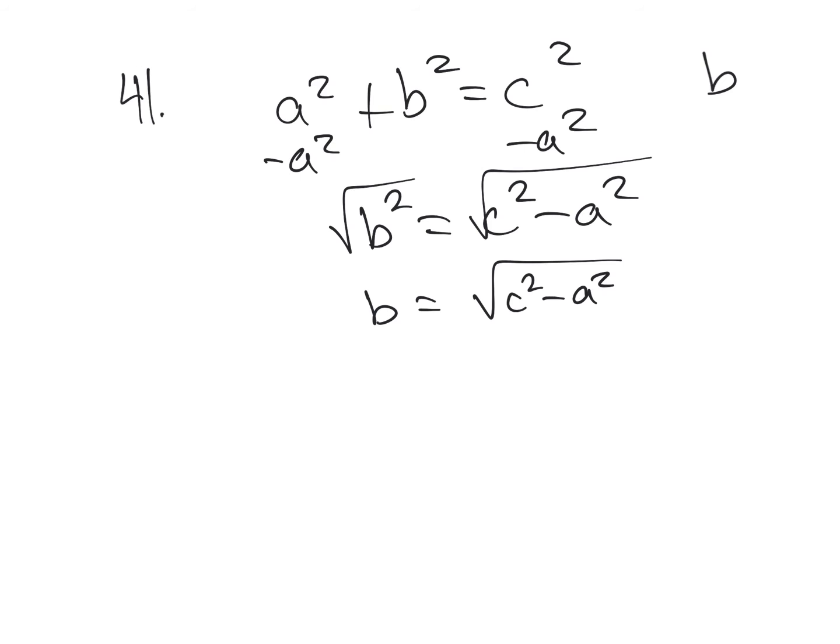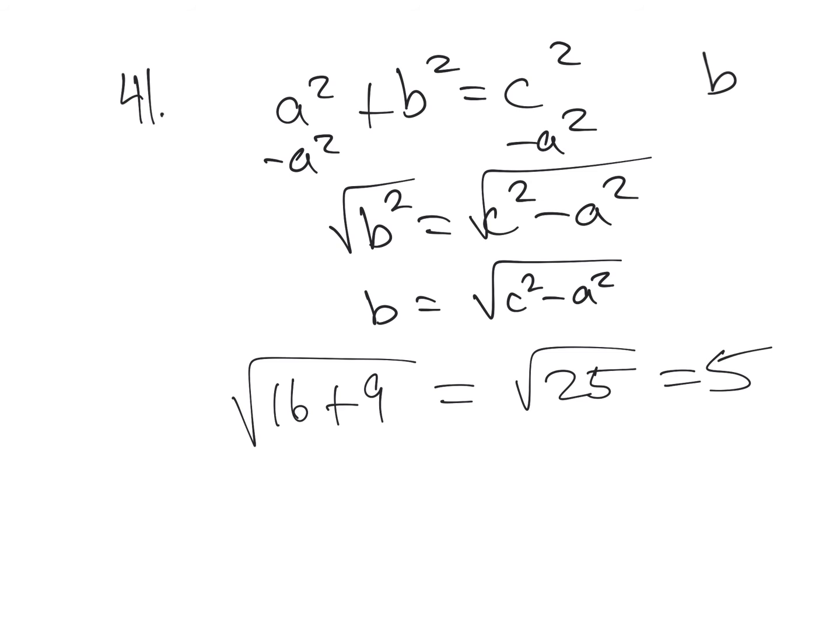So why doesn't the c and a just go c minus a? Okay, so real quickly, a fast answer. Let's do 16 plus 9. So technically, this is the square root of 25, which is 5.